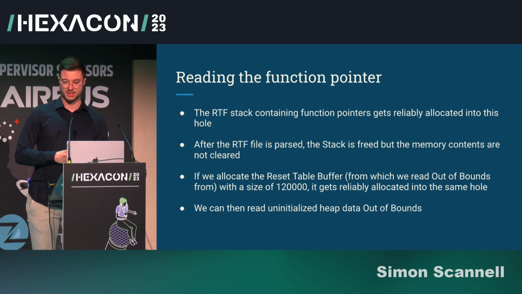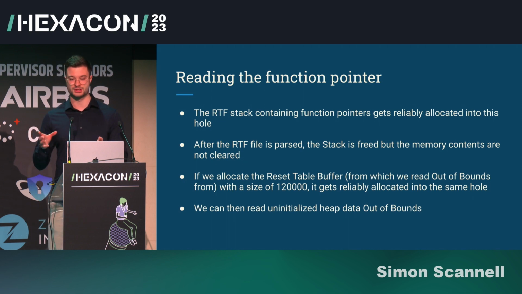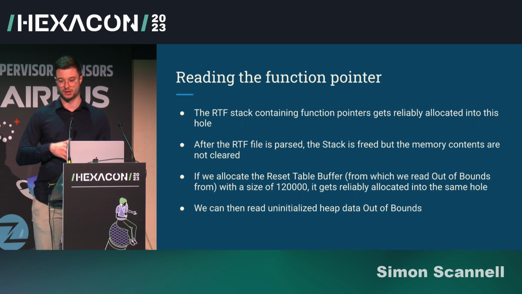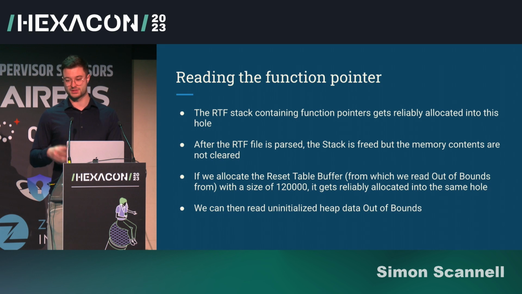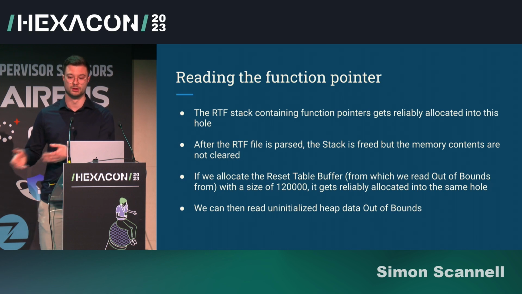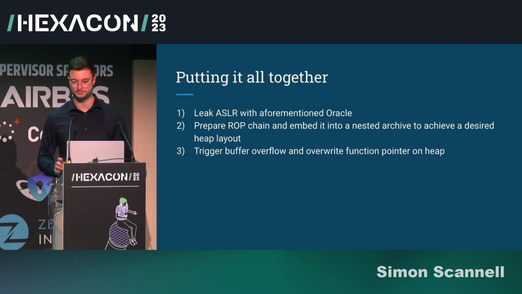So the RTF stack contains the function pointers, and we can reliably allocate it into here. After the RTF file is parsed, the stack is freed, but the memory contents are not cleared, which means the function pointer values will still be inside of that hole. If we allocate the reset table buffer, from which we read out of bounds, with a size of 120,000, we get reliably allocated into the exact same hole, which means we can read uninitialized heap data out of bounds. So in this case, you can see here, we put the reset table buffer into this hole, and there's just a small bit of space that isn't allocated yet, and that's exactly where we read out of bounds from.